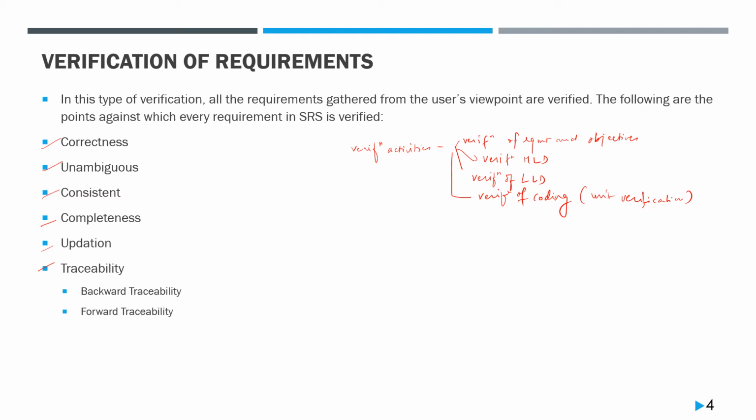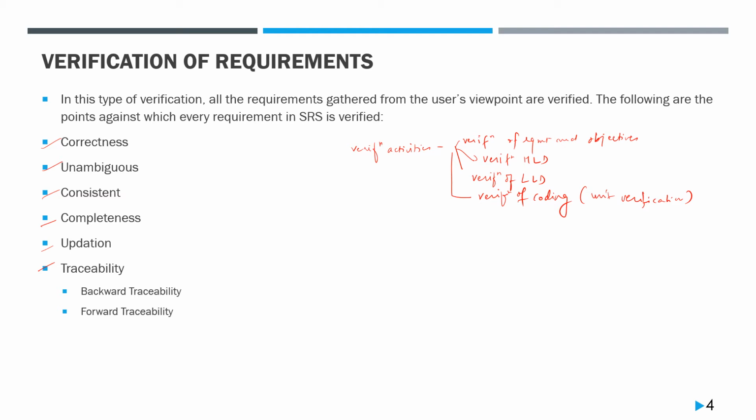So there are these points. First thing is correctness. There are no tools or procedures to measure the correctness of a specification. The tester uses his or her intelligence to verify the correctness of requirements. There are some important points which can be adopted, and they can be changed according to the situation.